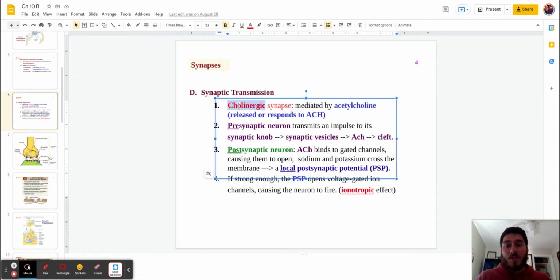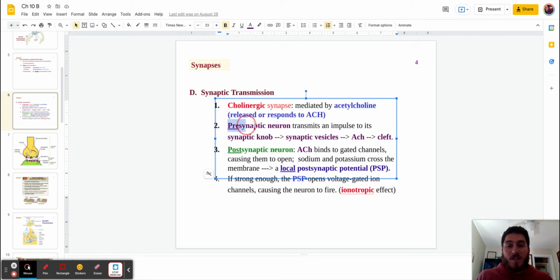A cholinergic synapse. There are different types of synapses we're going to talk about specifically in chapter 11. However, one that we should get to know is the cholinergic synapse. What does that mean? It is mediated by acetylcholine. How do you know that? Acetylcholine, cholinergic. That's the way I try to remember it. So, very important, we're going to talk about acetylcholine here.